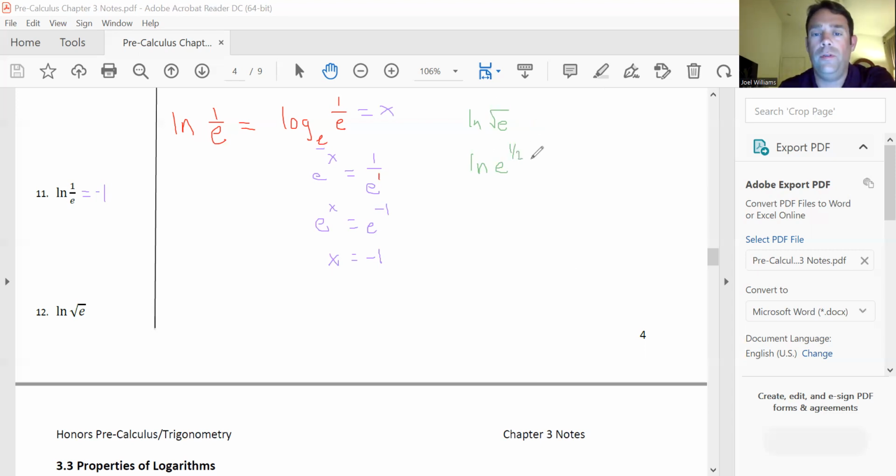So now that means that this is going to be log base e of e to the 1/2. So we'll set it equal to a variable. Don't care what, I'll call it x. And remember that the base of the log is going to be the base of my exponential. So e to the x equals e to the 1/2. So that means x equals 1/2.